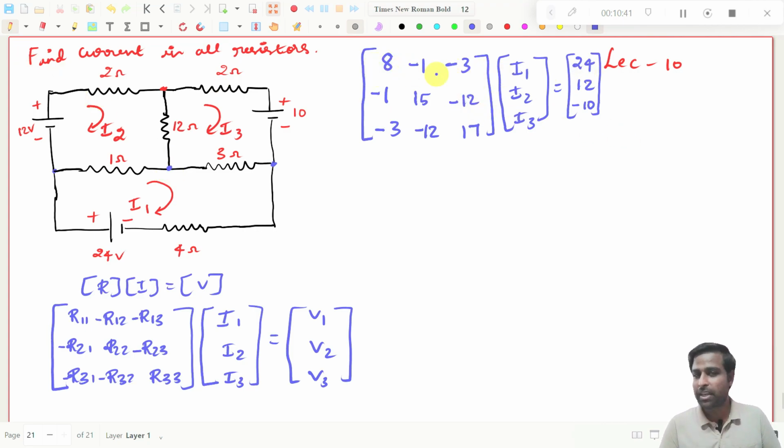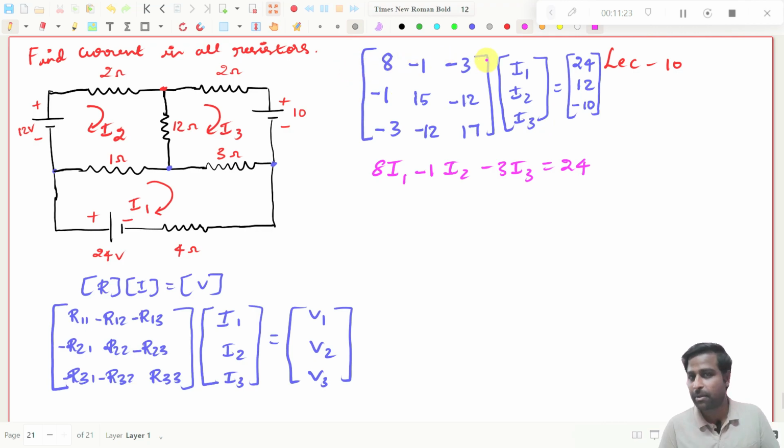Now what you have to do? You multiply the first row with this column, and that will be equal to 24, and this row multiplied with this column will be equal to 12. If you multiply this row with this column, that will be equal to minus 10. That is nothing but the basic matrix, right? Multiplying and equating. So if I write this expression, what will I get? 8I1 minus 1I2 minus 3I3, which is equal to 24.